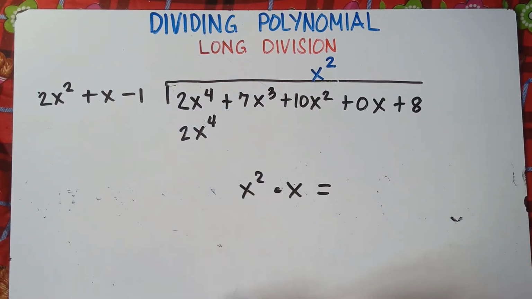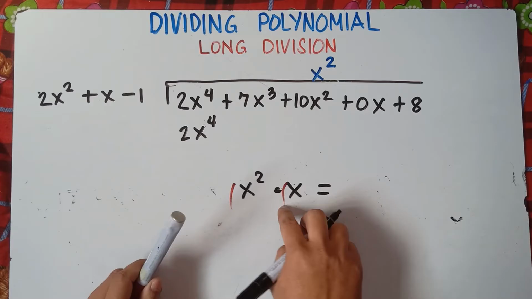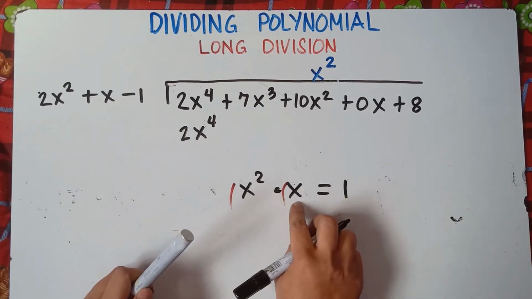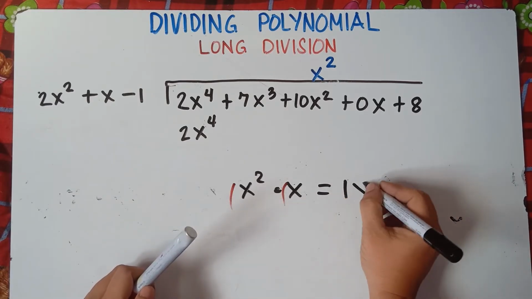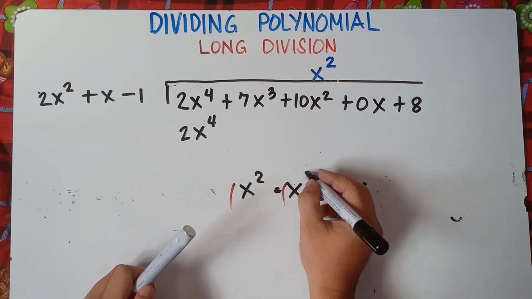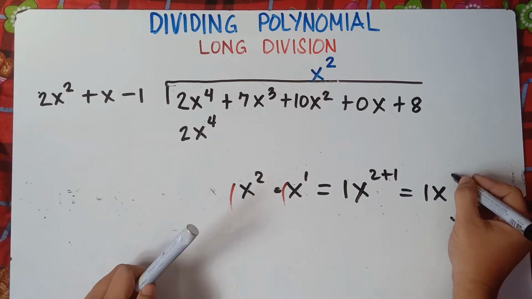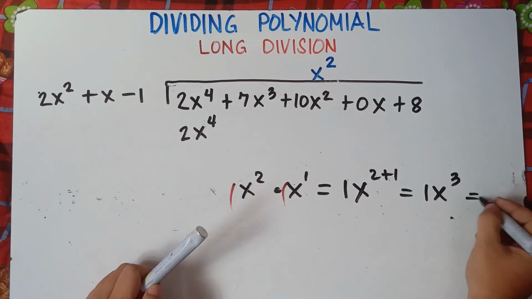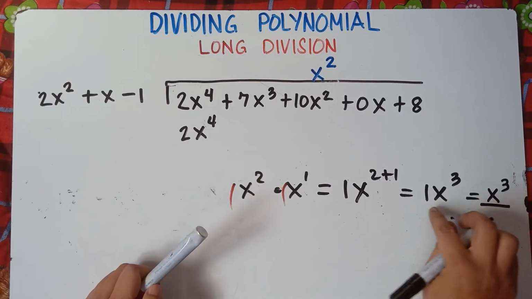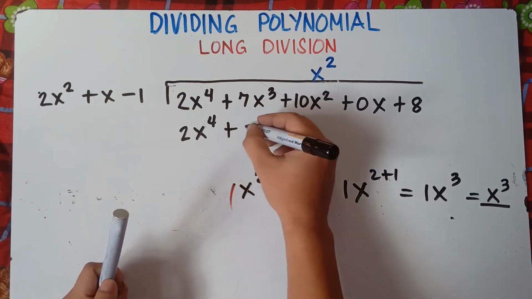Understood that there's 1 here. So 1 times 1 is 1. X squared and x multiply. You copy x, then you add the exponent. Understood that there's 1 here. So 2 plus 1, that would be 1x raised to the power of 3. 1x cubed, or you can just simply write x cubed. That's the same. Okay, plus x cubed.